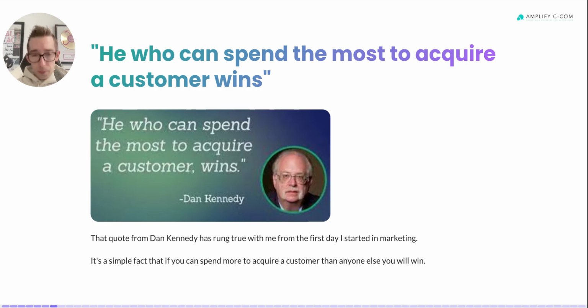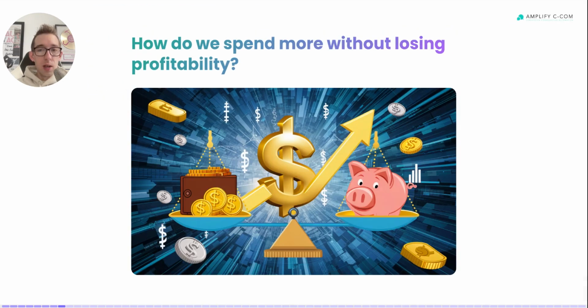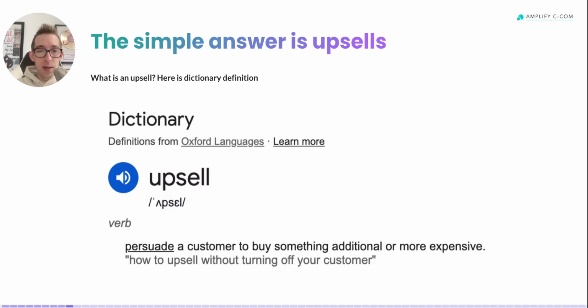Okay. So the crucial thing is, how can we spend more to acquire a customer, or how can we increase the levels of profitability to create the best possible products, to create the best possible service? And how do we spend more without losing profitability? Well, the simple answer when it comes to average order value is upsells.